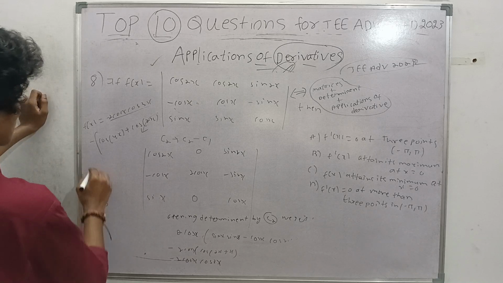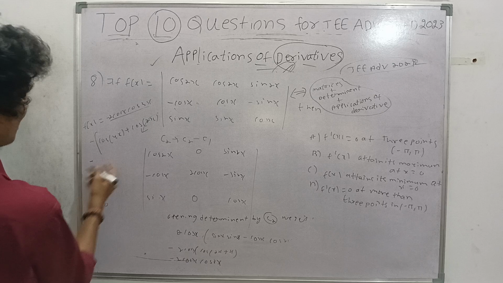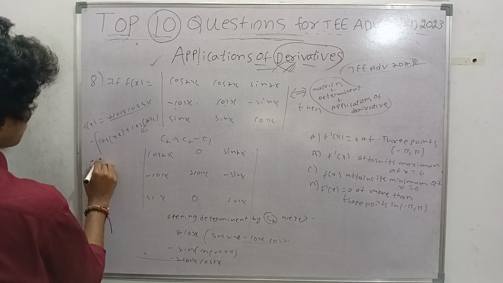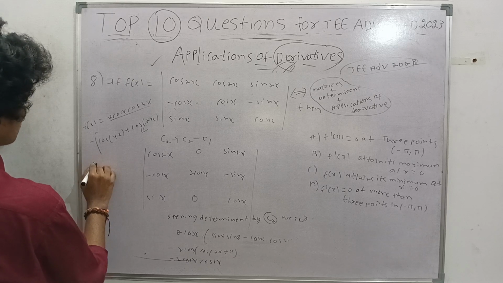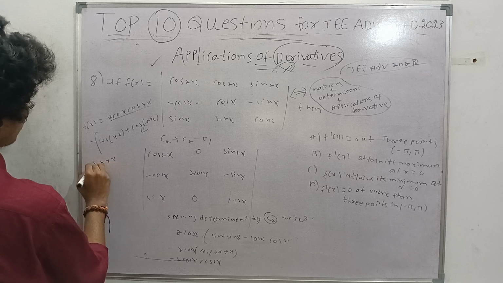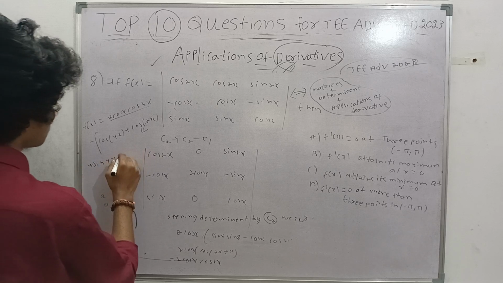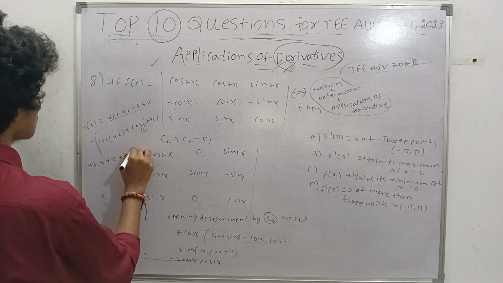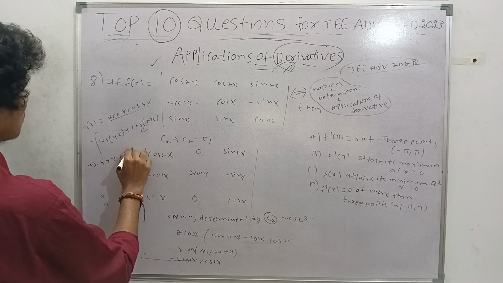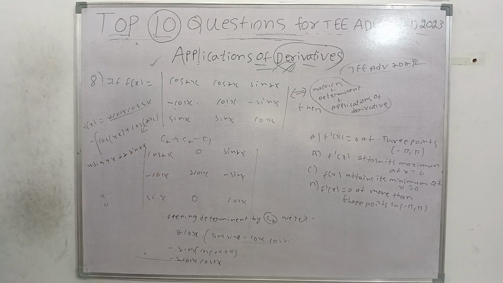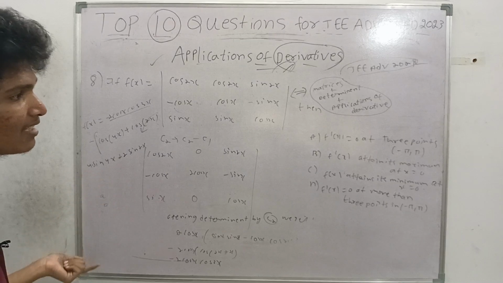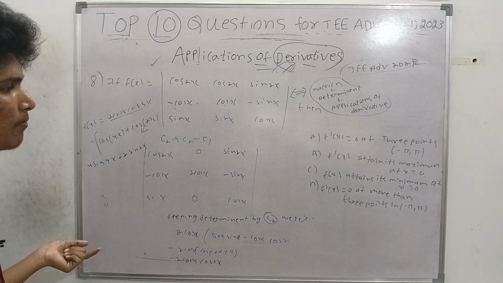Now we can differentiate this. You can differentiate this f dash x. F dash x is 4 into sin 4x, here it will be 2 into sin 2x. Yes, at what value is it attaining its minimum?